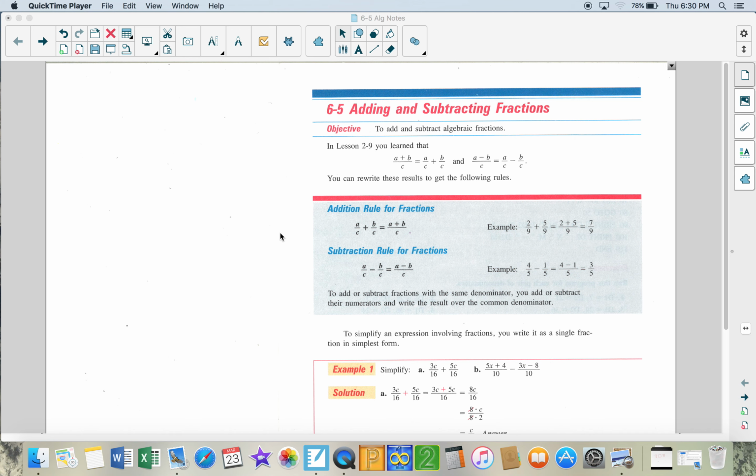So in 6.5, adding and subtracting fractions, this time we're going to actually add those fractions. Part 1 will show when the denominators are the same, and part 2 will show when we don't have common denominators. So let's look at a couple examples.